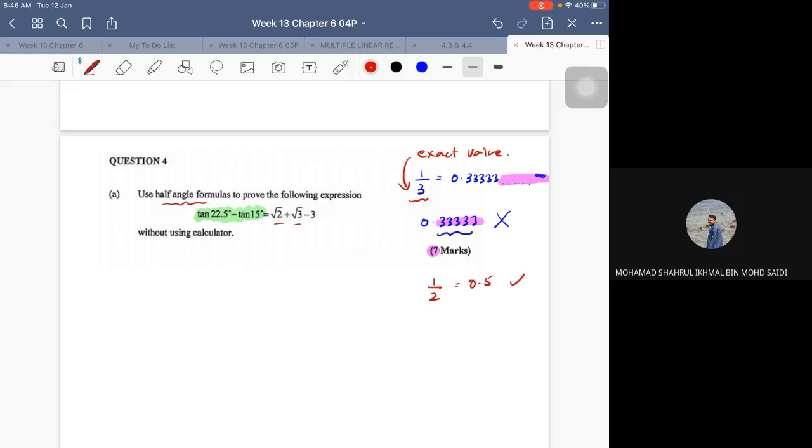Dua-dua ni adalah exact value. Sebab kalau you ambil 0.5 pun betul. Memang nilai dia 0.5. Dia bukan 0.5555, tak. Because it stops at 1 decimal place. Maknanya dua-dua ni adalah exact value. Tapi kalau 1/3, dia bukan exact value.